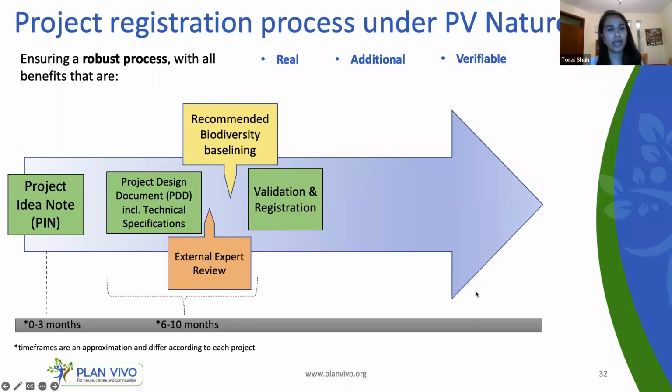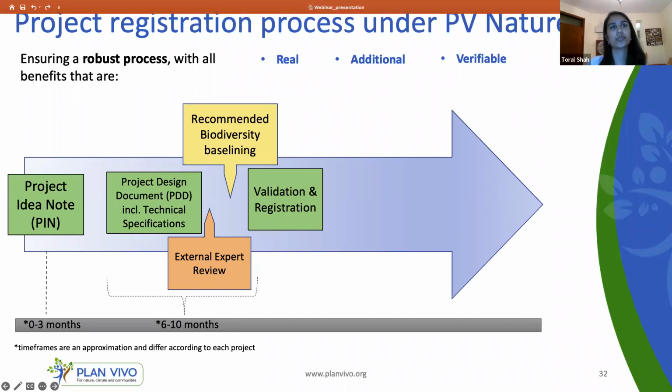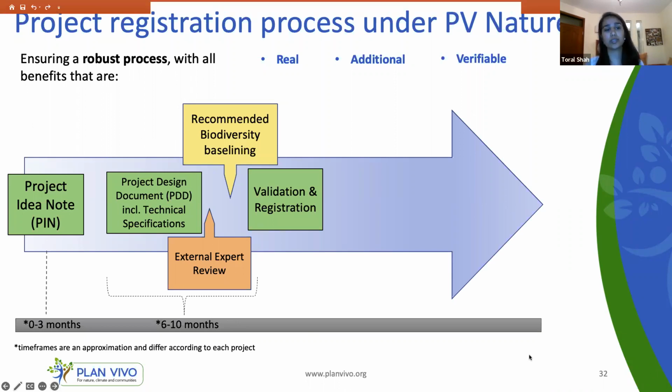And once the PDD has been approved, that's when a third-party validation occurs, as Luke has just explained, including a site visit to the project area to ground truth all the details of the project design document. And upon passing this validation, a project officially becomes registered under Plan Vivo Nature.